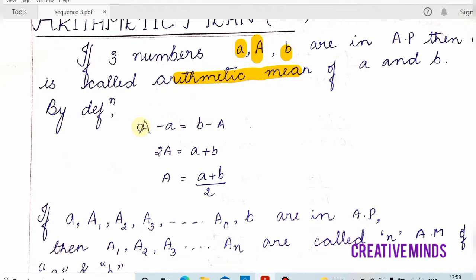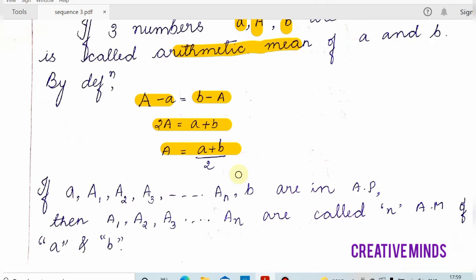By definition, we write A minus A is equal to B minus A. A is the arithmetic mean of A and B. So A plus A, 2A, is equal to A plus B. So A is equal to (A plus B) by 2.